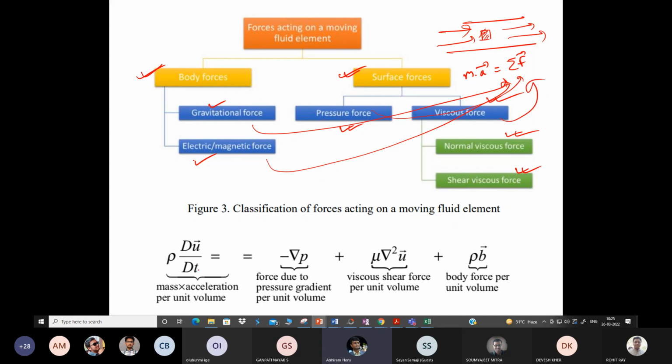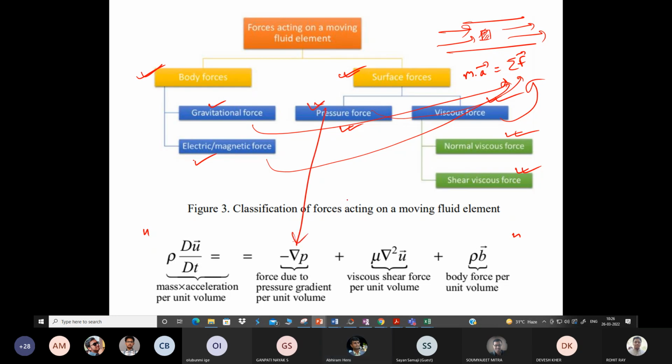Now look into the right hand side of the Navier-Stokes equation that is written at the bottom. This is the short vectorial representation of the incompressible flow Navier-Stokes equation. This rho is coming outside the derivative because the incompressible assumption is there. Let us first see the right hand side. What is there in the right hand side? There is one term called minus del P, which is actually the pressure force due to the pressure gradient per unit volume. So this is the pressure force being accounted for here.